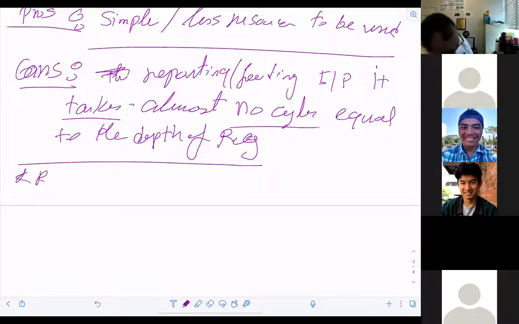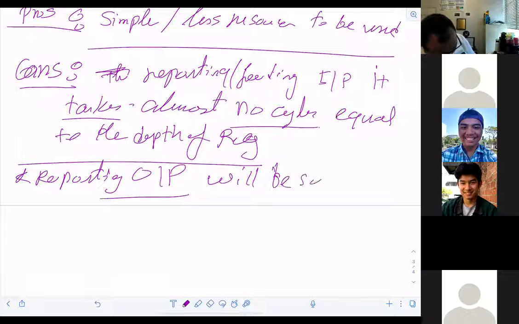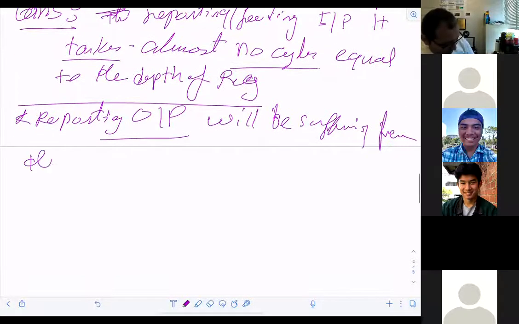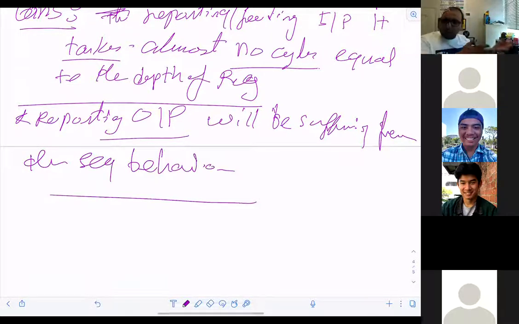Also, reporting output will be suffering from the sequential behavior, because you are waiting now. Once you have already fed the data you want inside the register, you still need to push somehow, with valid data or with trash or whatever, to get the output later on from the output port, right? That makes sense?